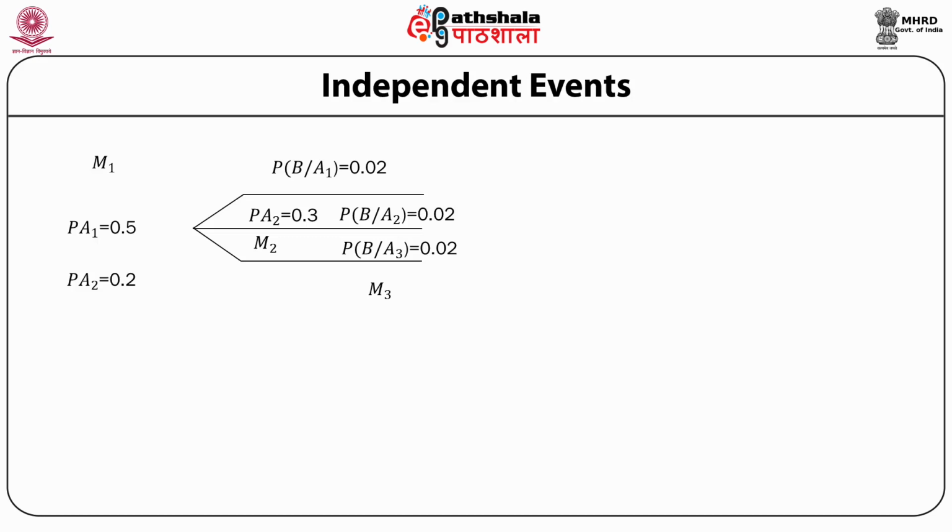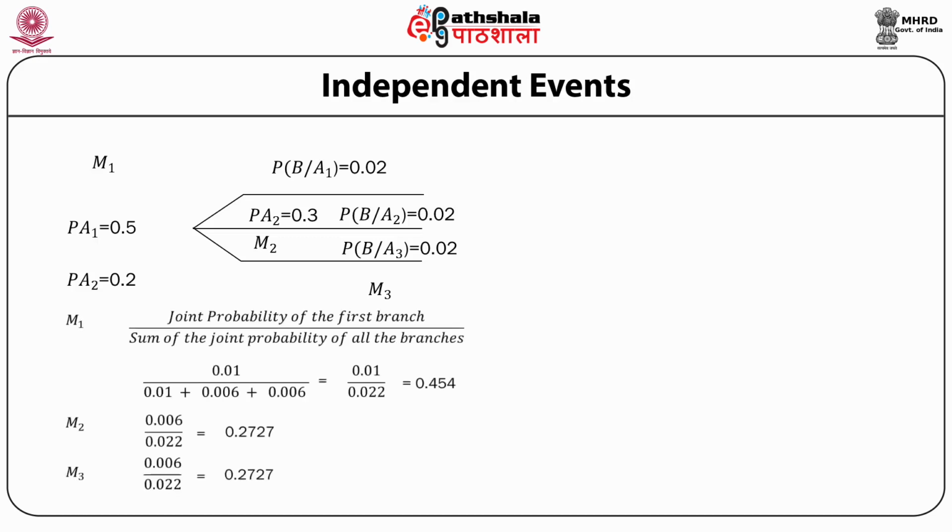Now put these values in the formula of Bayes' theorem. The probability that the item was manufactured on M1 is the joint probability of the first branch divided by the sum of the joint probabilities of all branches. So this is the formula for Bayes' theorem. This is the result of Bayes' theorem, and we put in the values and have the answer.